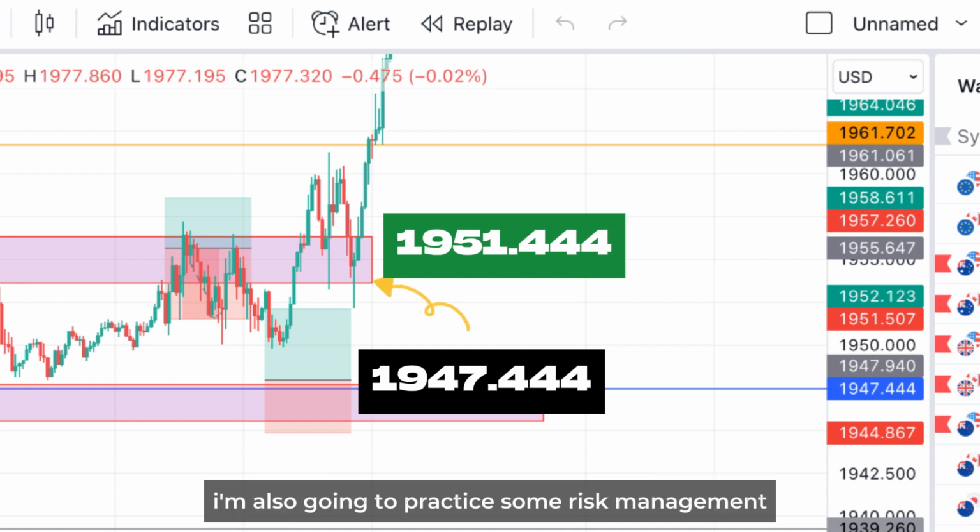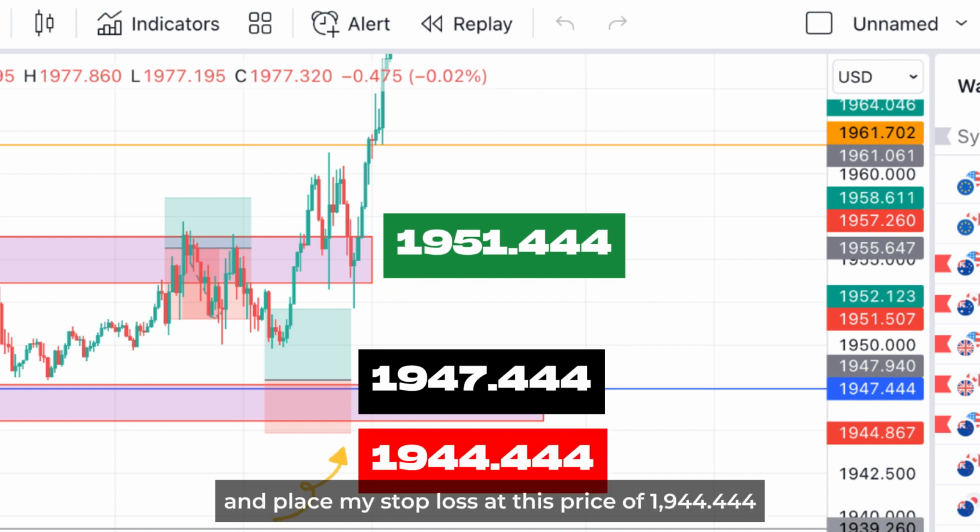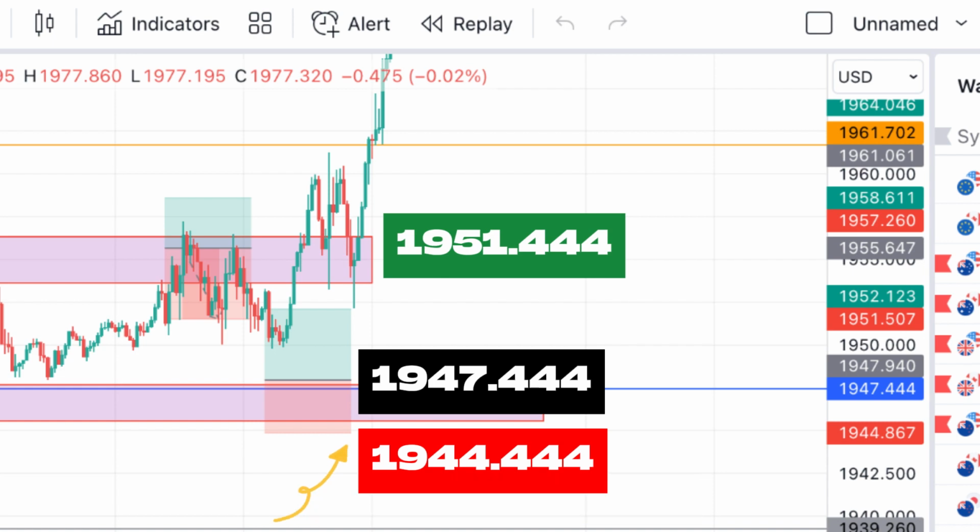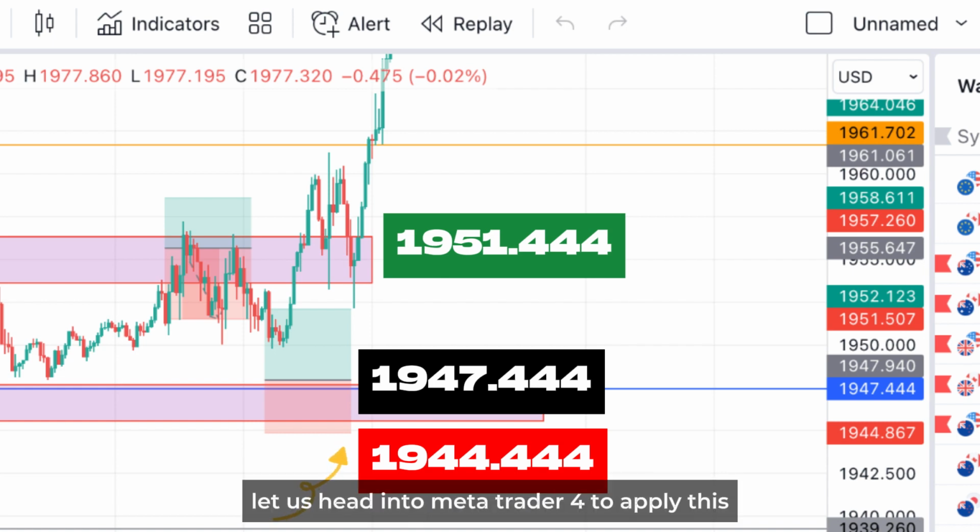I am also going to practice some risk management and place my stop loss at this price of 1944.444 so that in case this trade goes unexpected, I would not lose more than I plan to. Now that all of that is done, let us head into MetaTrader 4 to apply this.